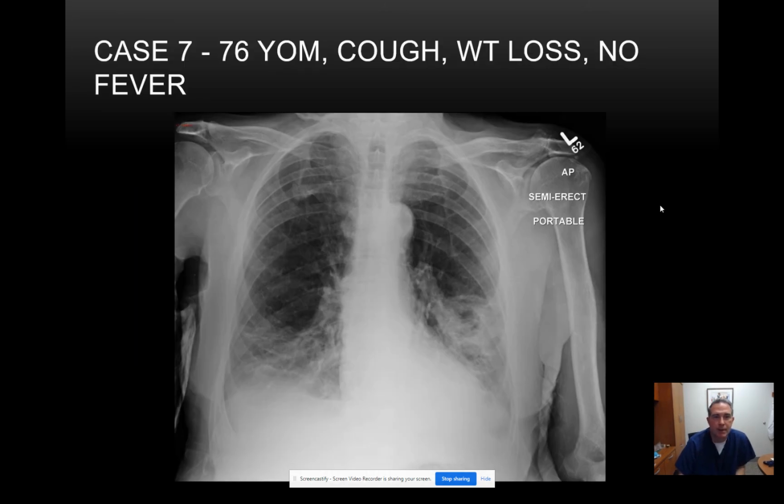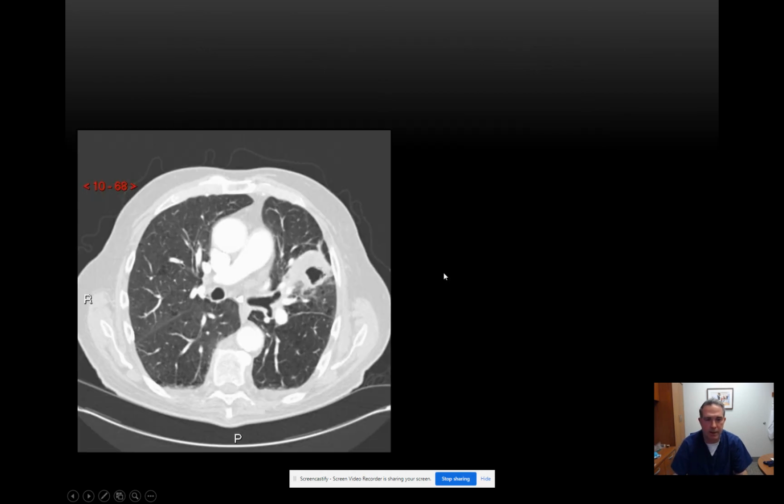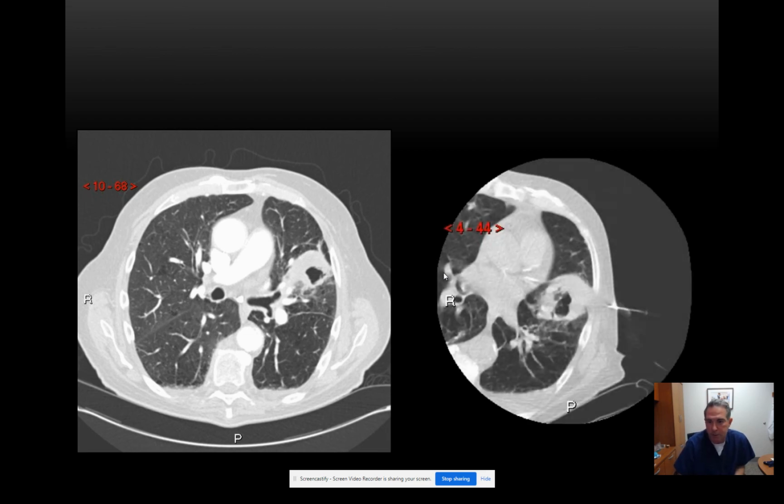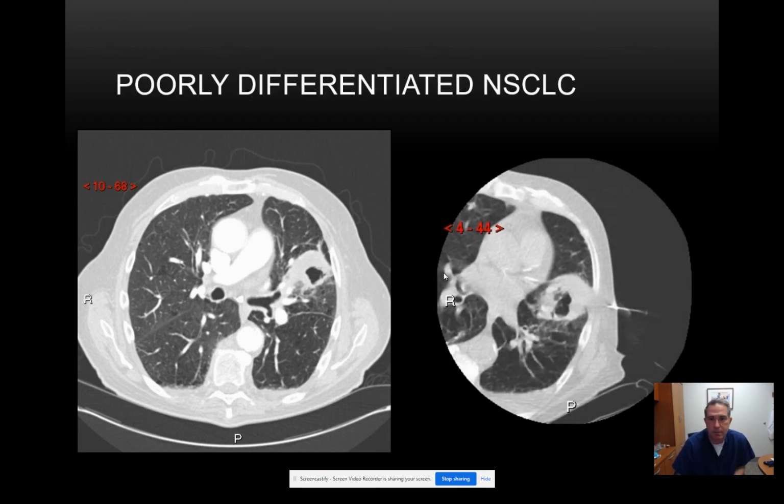Case number 7, 76-year-old with cough, weight loss, but no fever, has what looks like a cavitary lesion left mid-lung there. So, okay, it's in the left upper lobe, cavitary lesion. Without infectious symptoms, this is going to be one where both atypical infections and neoplasm are going to be included in the differential. It's important to give a heads up to the team when ordering it, so make sure the procedure team takes appropriate precautions. This was biopsied and turned out to be a poorly differentiated non-small cell lung cancer.